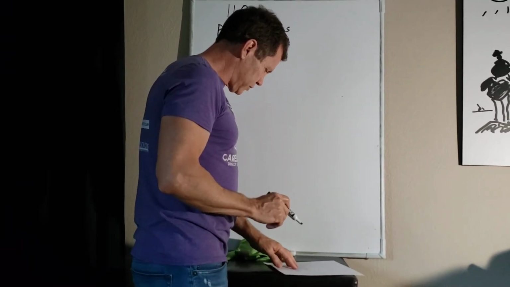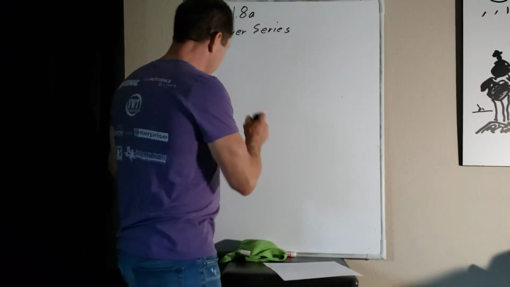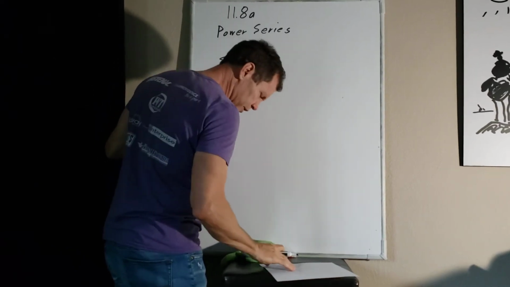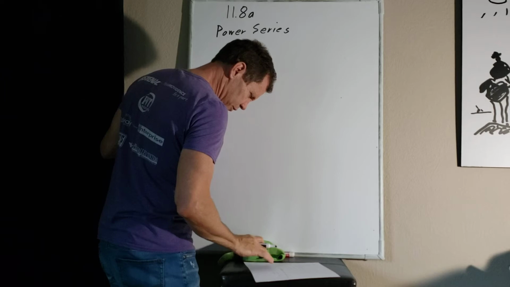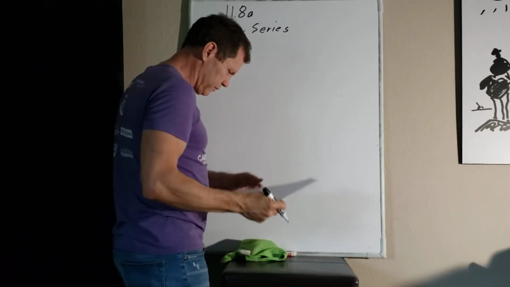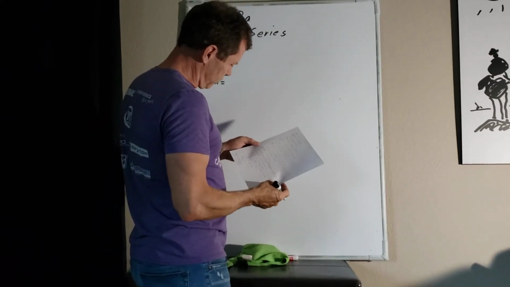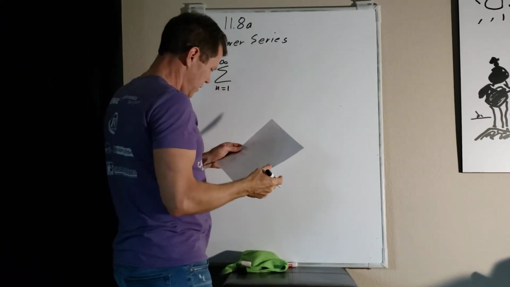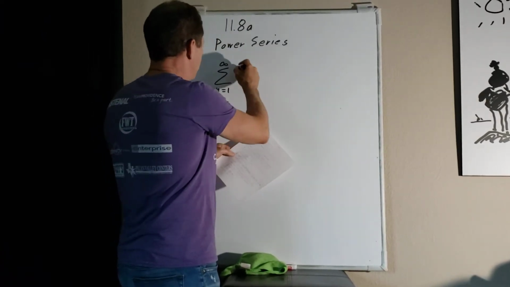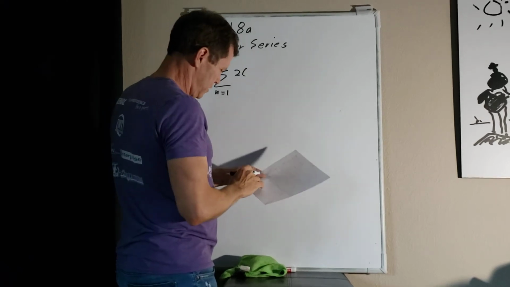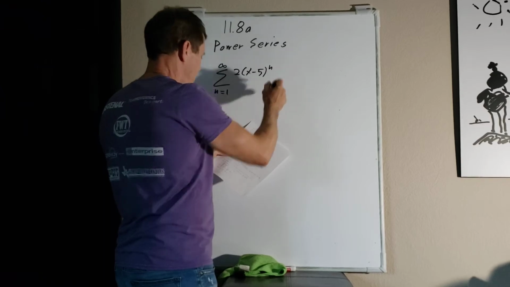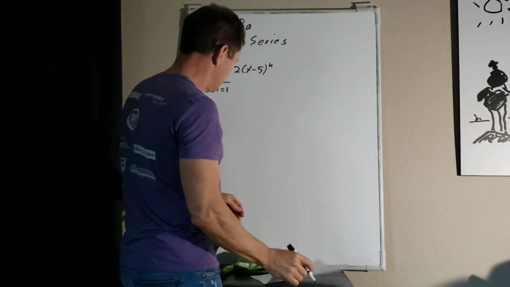Okay, let's look at, I've got the summation n equals, I think this guy starts at 0. No, it can't start at 0. This guy's got to start at 1. So n equals 1 to infinity, and I've got (2 times (x minus 5)) to the n, over n.